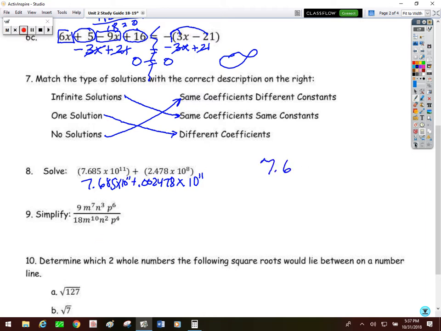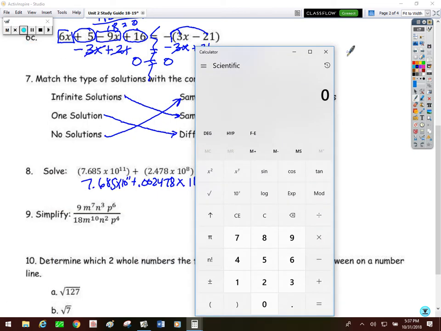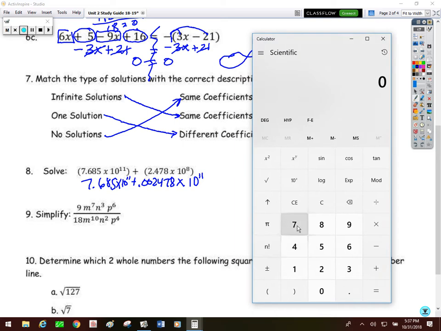I tell you what, let's just do it with our calculator. Now we can do this part with our calculator. Ours in our classroom will do it different, okay? All right, so I'm going to drag it over here. So what I have is 7.685 plus 0.002478 gives me 7.687478.